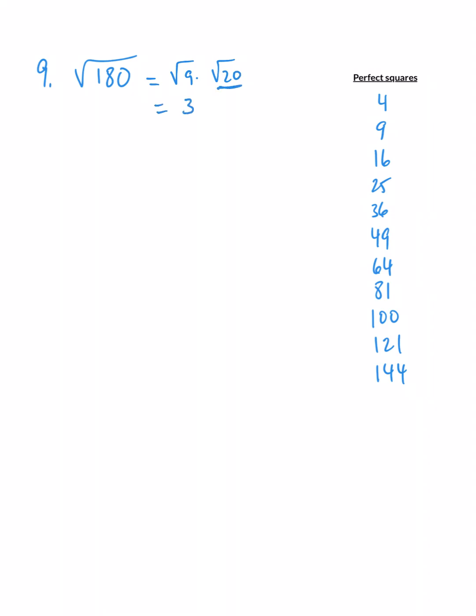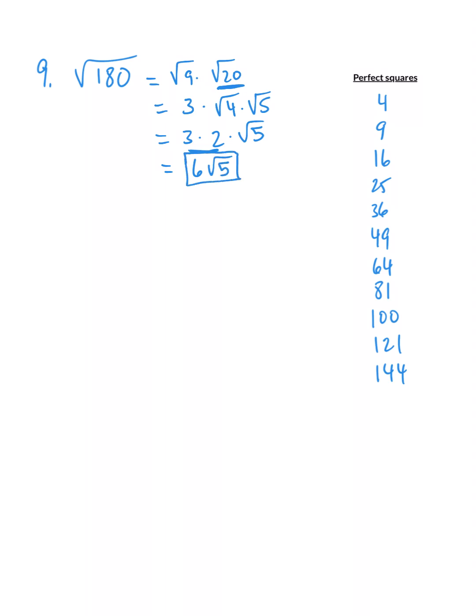However, there is still a perfect square inside of 20. We know that the square root of 20 is the square root of 4 times the square root of 5. And we know the square root of 4 is 2. And we can't simplify the square root of 5. And then we multiply these two numbers together. So our final simplified answer is 6 times the square root of 5.